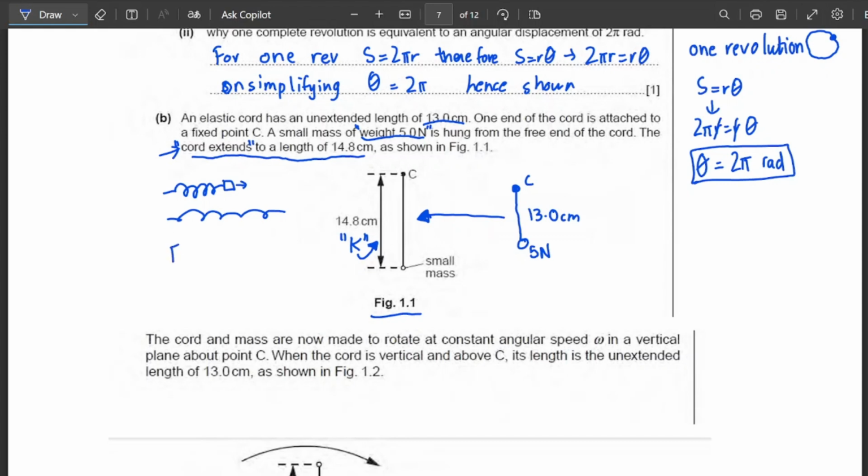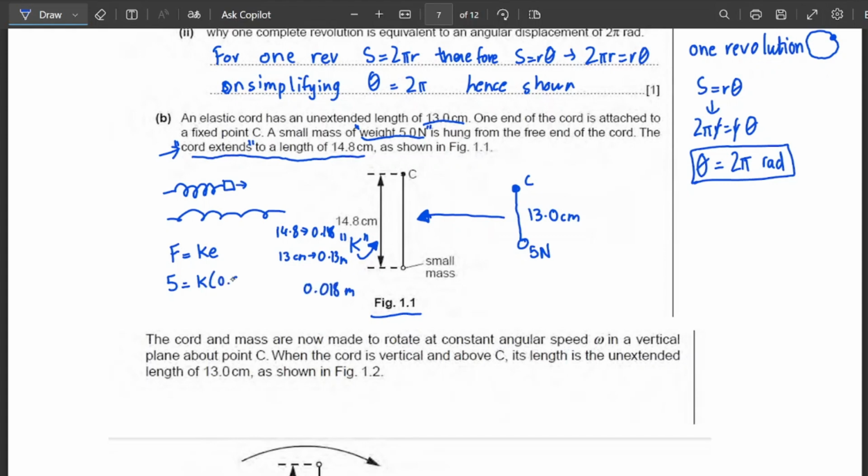So you have a force, and you know that force is going to be equal to Ke or Kx, right? This is the Hooke's law problem. And the force that you apply over here to this cord is basically 5 newtons. And the extension that you get, I'm just going to write that in meters. So 14.8 centimeters is going to be 0.148 meters, and then 13 centimeters is just going to be 0.13 meters. And you subtract these two, you're just going to get 0.018 meters.